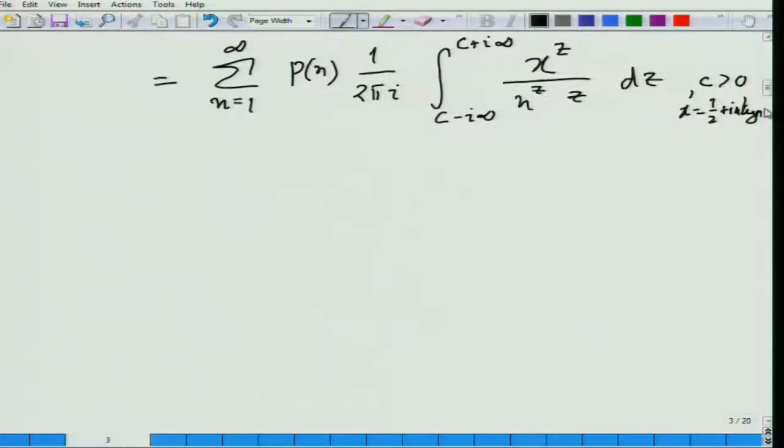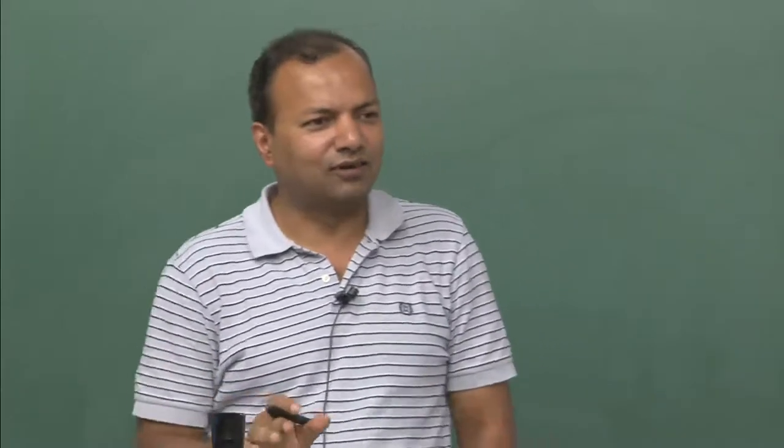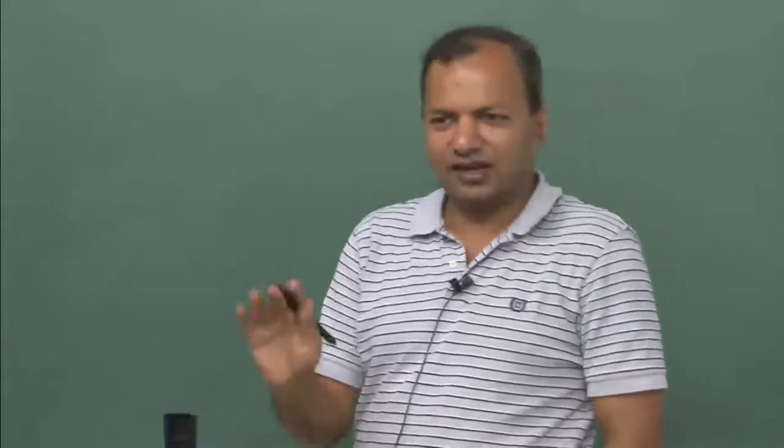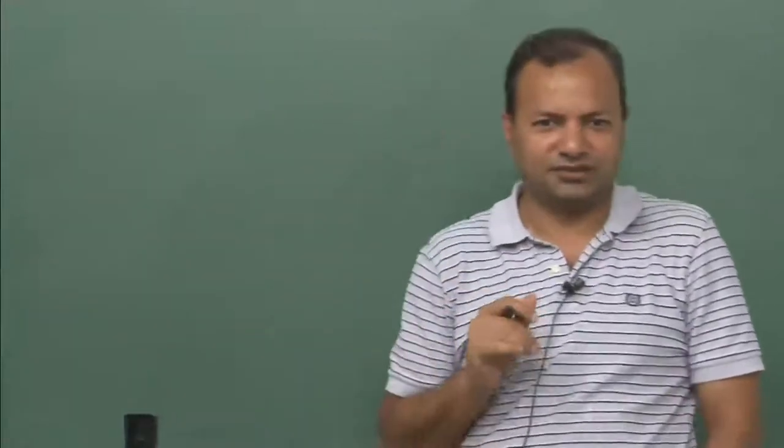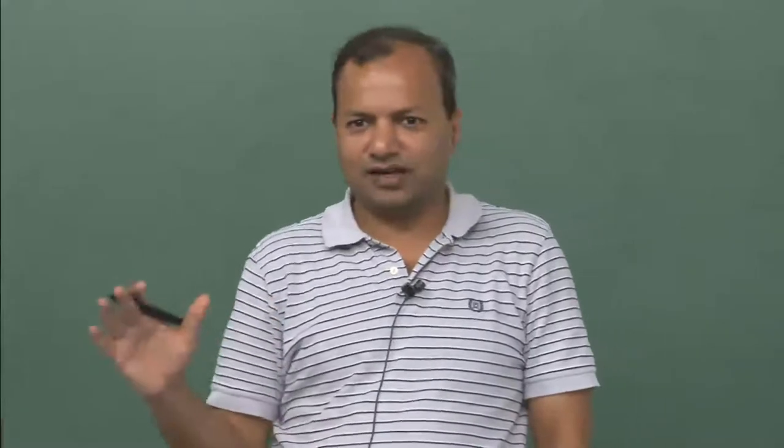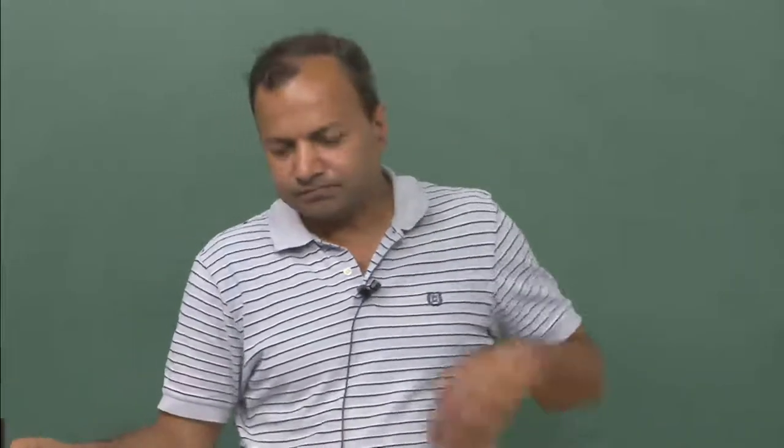So, this is just a simple technical point, which I can get around by fixing x always to be half plus an integer. And that is what we will consider now and forever. x is half plus an integer. Okay.